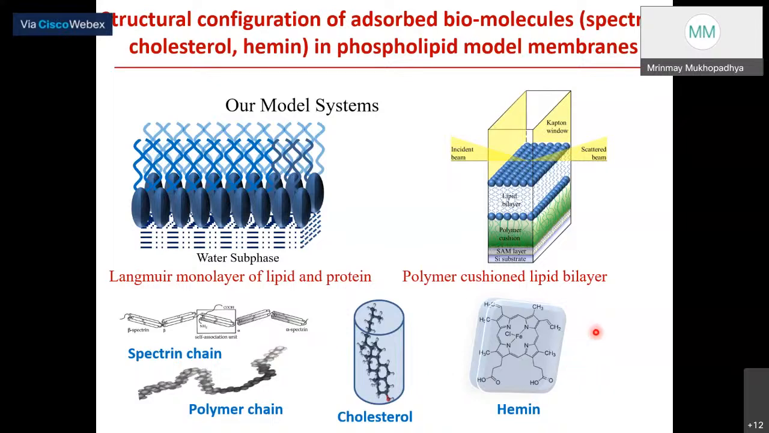We can talk about the interaction, specific interaction or specific adhesion with the head or the tail, where head or tail means the DP part or the PC part or the PE part or the PS part. So this kind of thing.